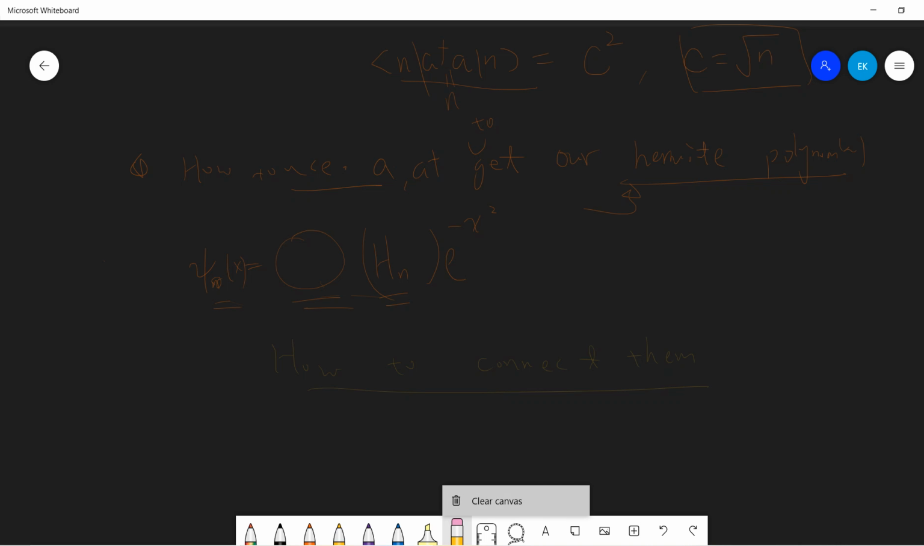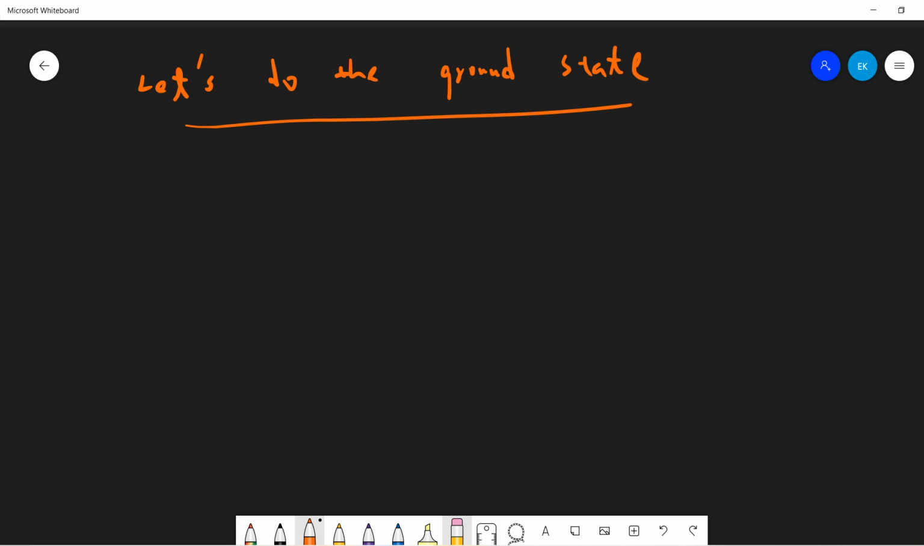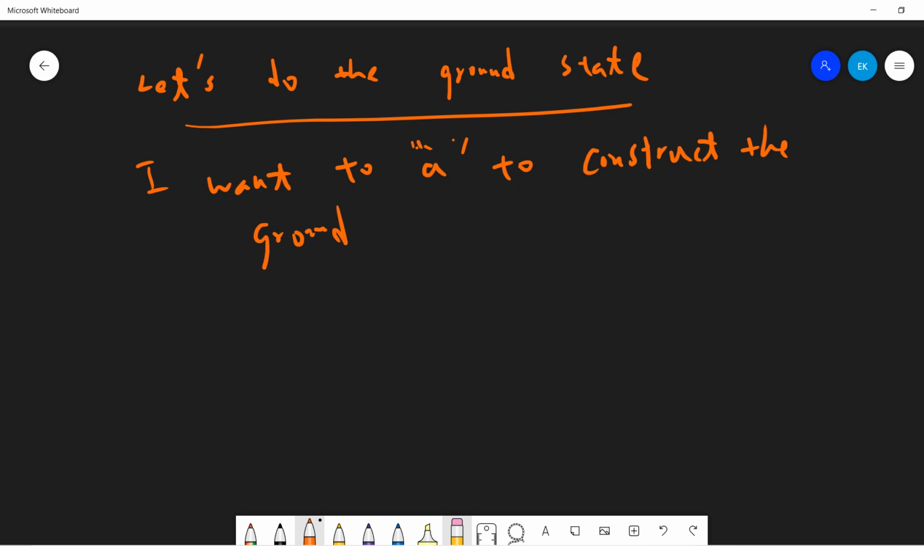Okay, maybe I erase it. So it's very, and we go large. Okay, so this is the final section. To connect, let's just do the ground state. So let's do the ground state. Okay, so the key is that I want to use a Dagger to construct the ground state of the harmonic oscillator. Okay, and this is a standard textbook result.